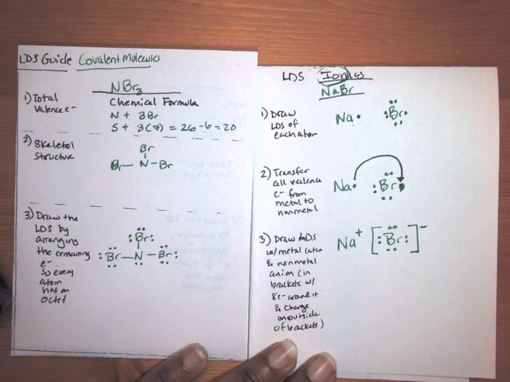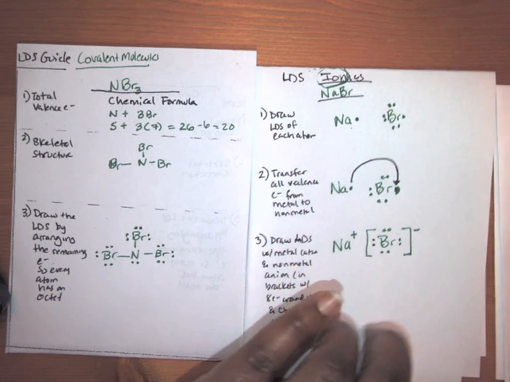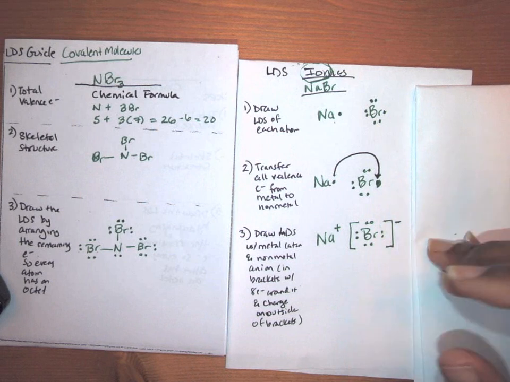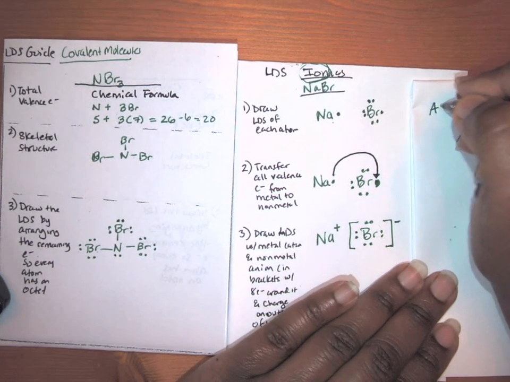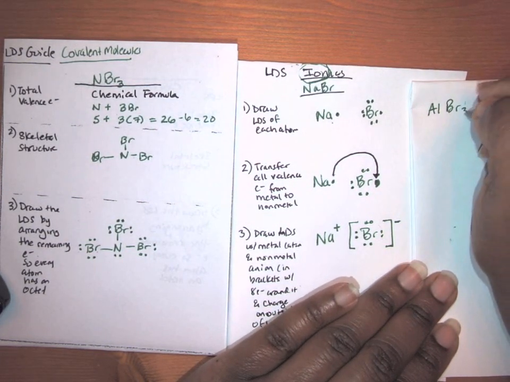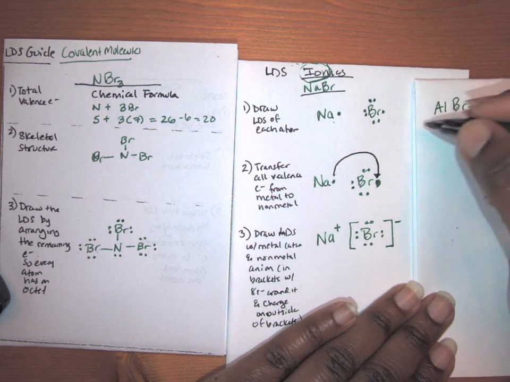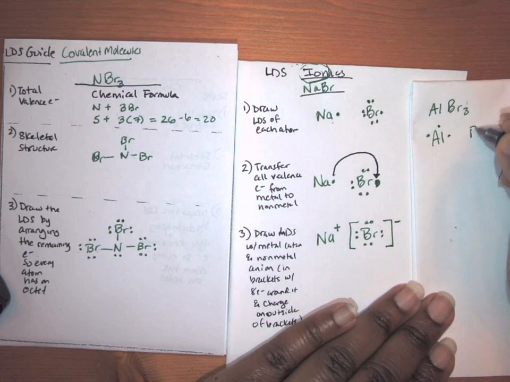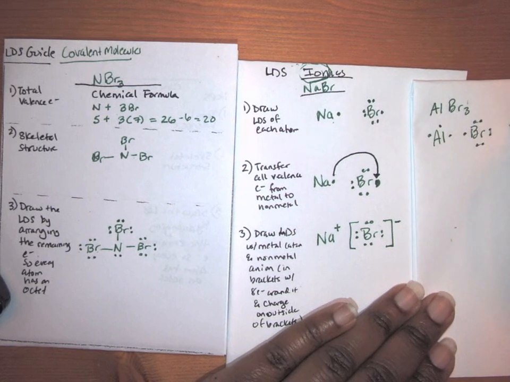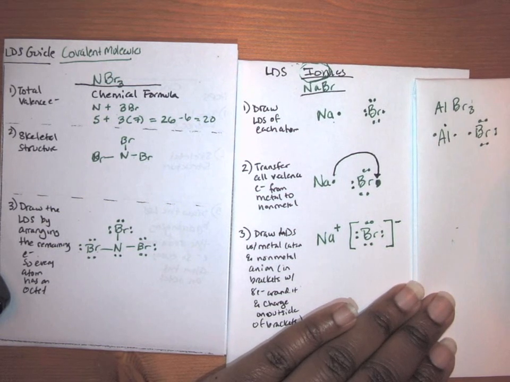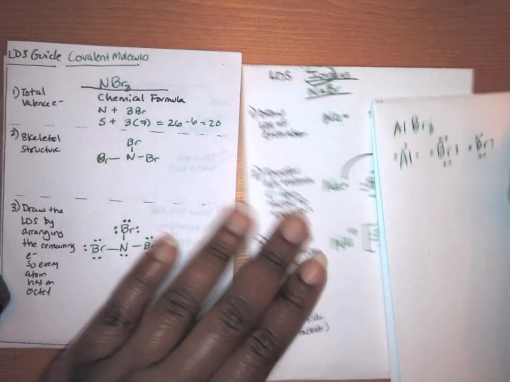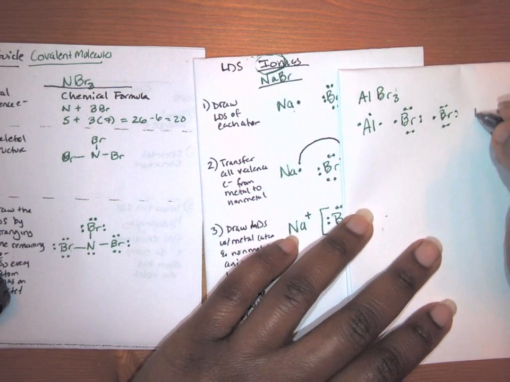Now, if you were doing something a little bit more complicated, like aluminum bromide, the formula for that is AlBr3. Again, you can follow these steps: draw the Lewis dot structure for all of the atoms, and then transfer the electrons from the metal to the non-metals. You could definitely do that. It is a lot more work, but it can be done.